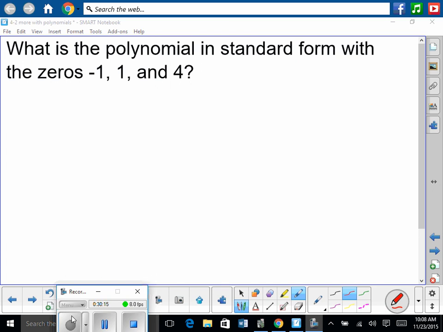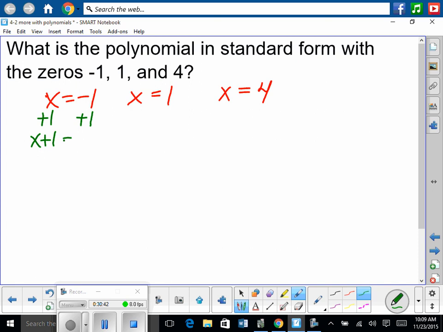Well, remember, to find the zeros, we have linear factors. So once again, if these are zeros, then those are the x values, right? So we have x is equal to -1, x is equal to 1, and x is equal to 4. Well, to be able to get those answers, before that, we have linear factors that equal 0. So we're going to bring these over to the other side of the equation so we have our linear factors instead of our zeros. Add 1, add 1.